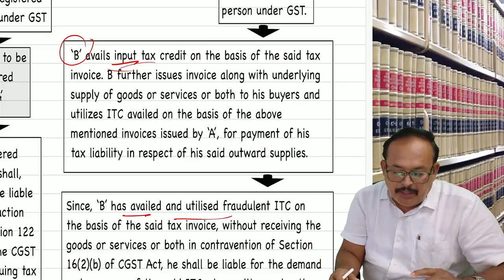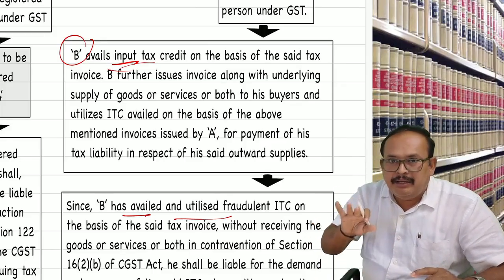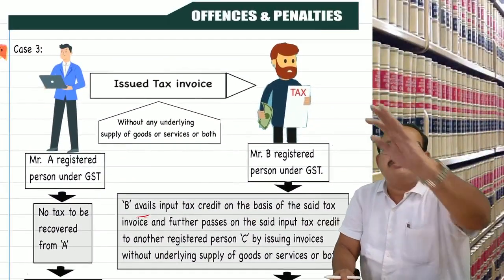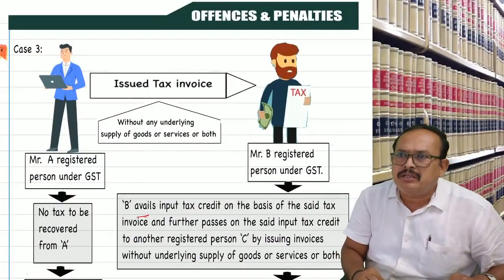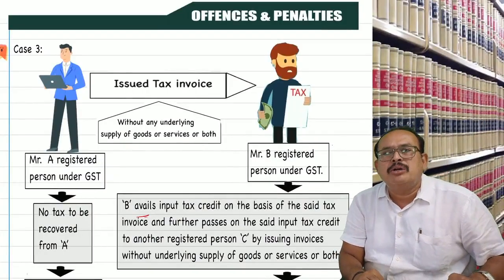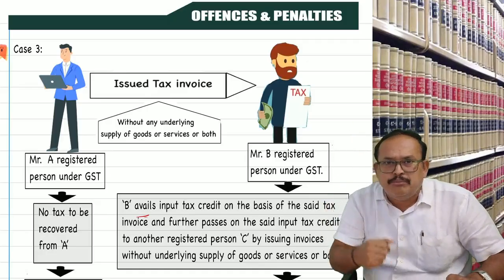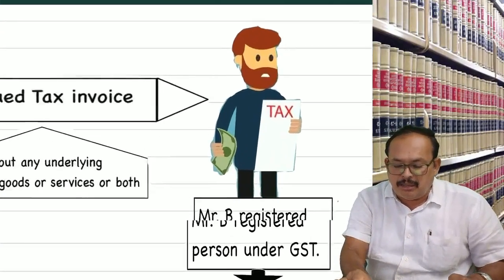Now, is it clear? There may be a possibility. Sir, who said that, sir? Who told you, sir? I have not utilized ITC. B says, I'm a good boy. See, I'm a good boy.